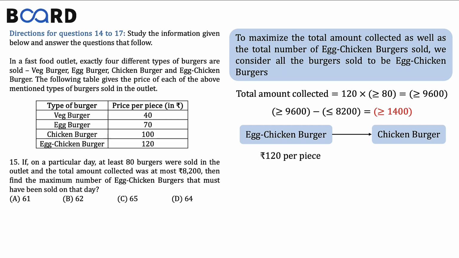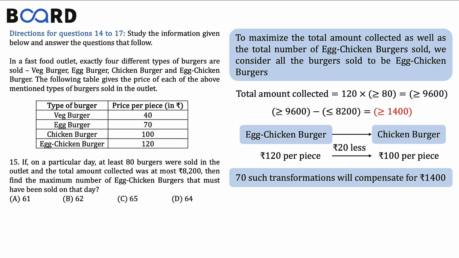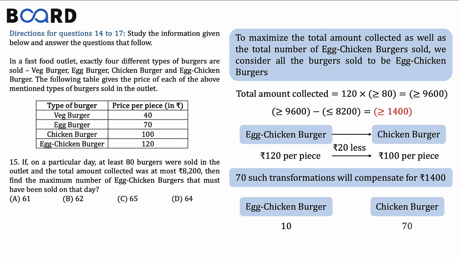We know that it's 120 per piece. This one is 100 per piece. So if I make one conversion, I decrease the value by 20 rupees. I have to make a total decrease of 1400. In that case, 70 such transformations will compensate for 1400. That's huge, right? In that case, number of egg chicken burgers will become 10 because in total I had 80 burgers sold and chicken burgers will be 70.